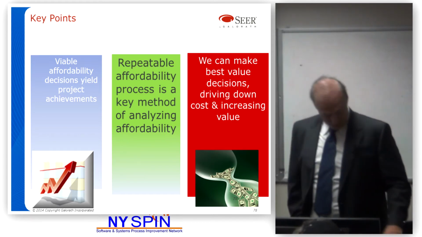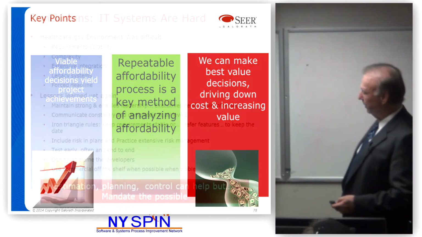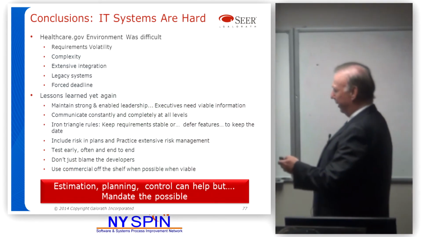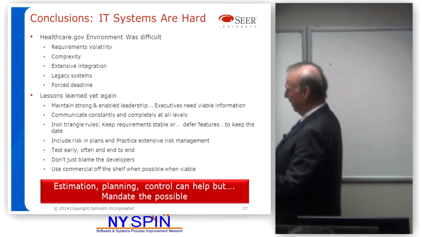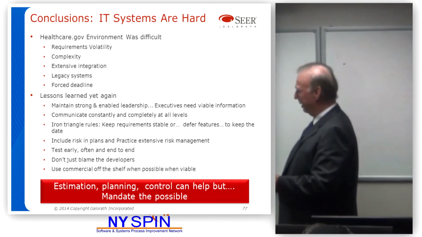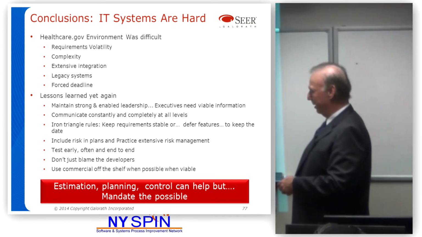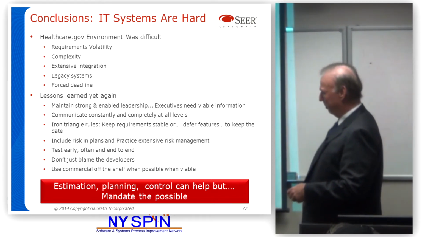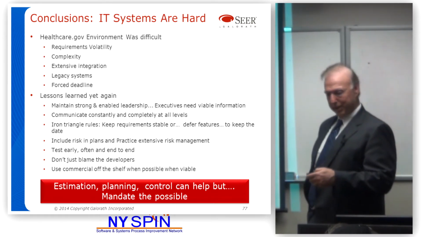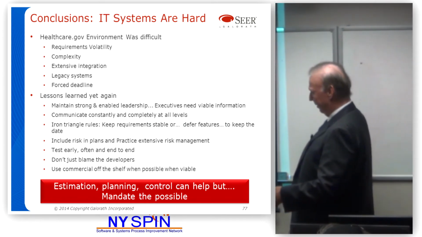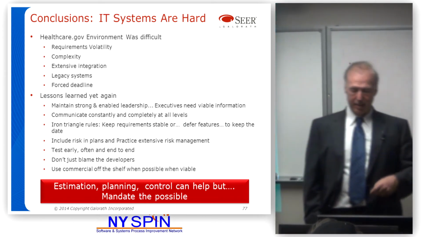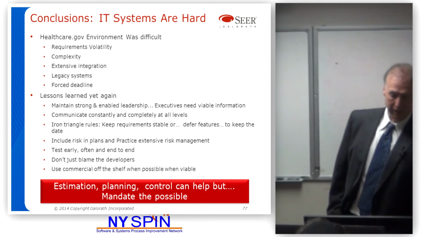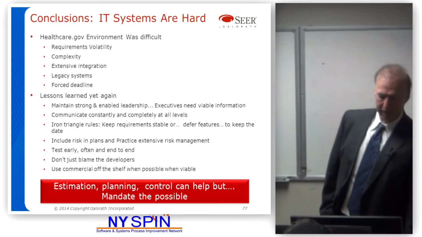If you go back to the prior slide: lack of leadership, communications falling apart, violating the iron triangle, no risk analysis, not testing the entire system end to end, just blaming the developers or the contractors, and not using commercial off the shelf where you can. These are all things that happen all the time, in different varieties.